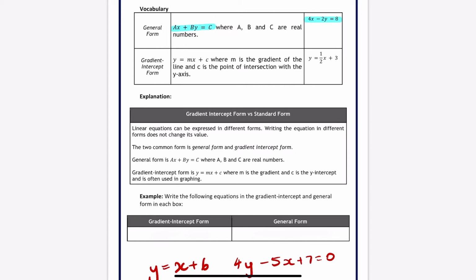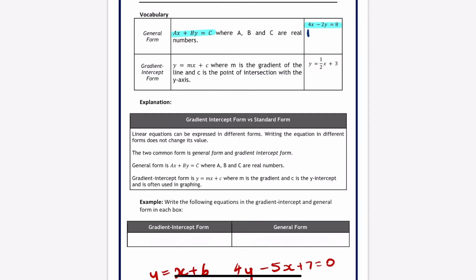Just for terminology purposes, this here is your coefficient of x. This here is your coefficient of y. And this one here is your constant. So that's the general form.